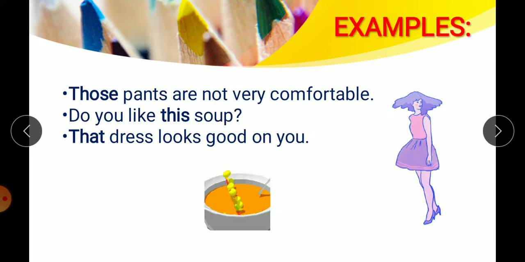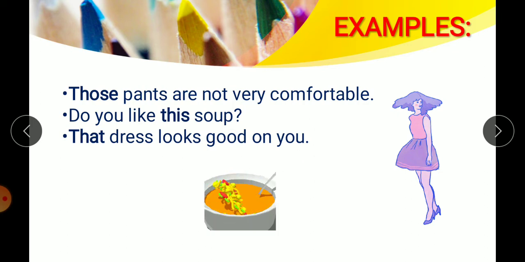Now let's see some examples. Those pants are not very comfortable. So we are highlighting that the word those is exactly pointing out some pants. वो किसी पैंट पे एग्जैक्ट पॉइंट आउट कर रही है कि those particular pants, they are not very comfortable. So the word those is a demonstrative adjective.